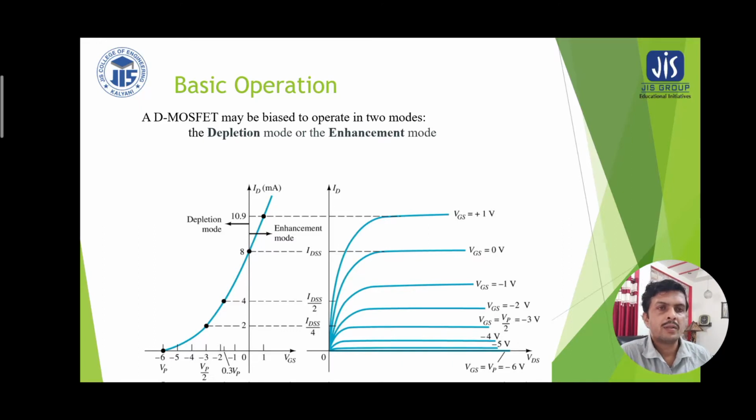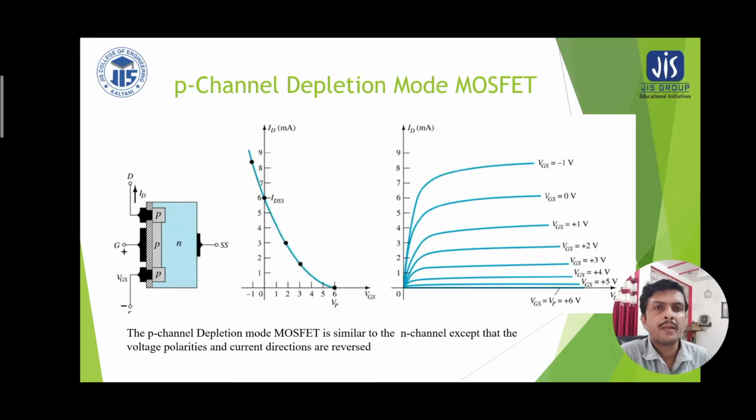So now if we go to the P channel type, that means the P channel depletion type mode of MOSFET, we have this characteristics. Now here in addition to the depletion type of MOSFET, the enhancement type of MOSFET has also been discussed.